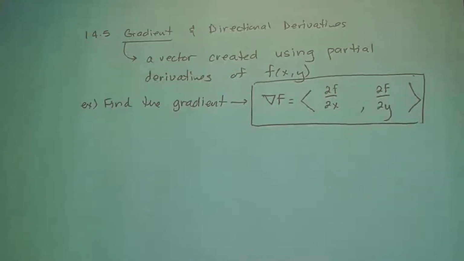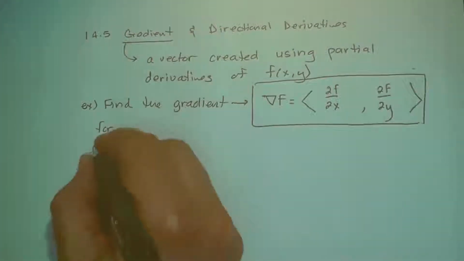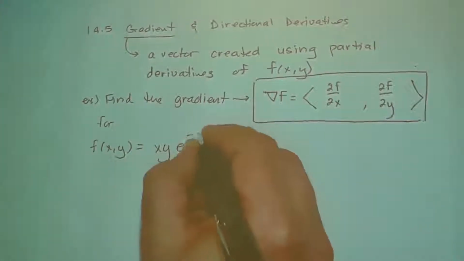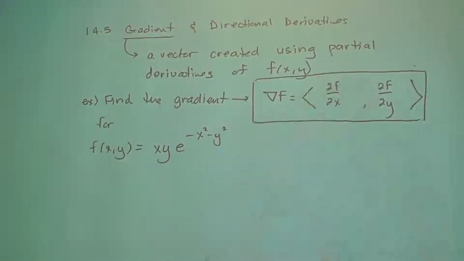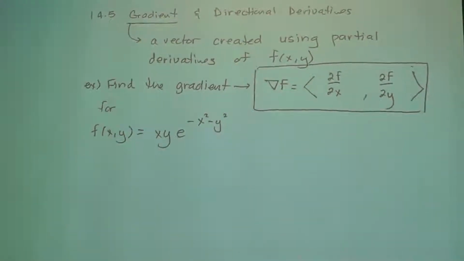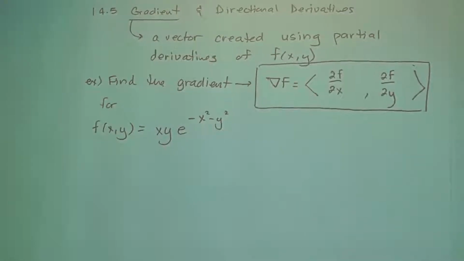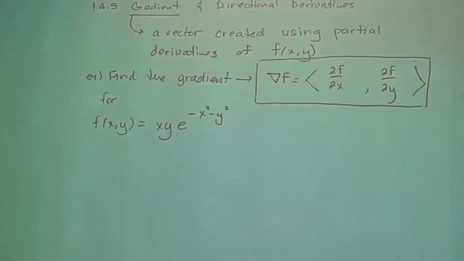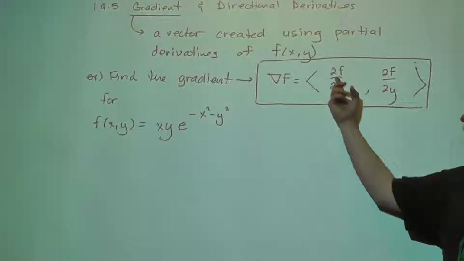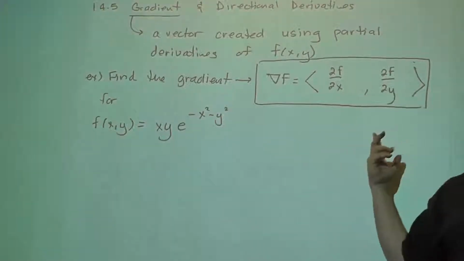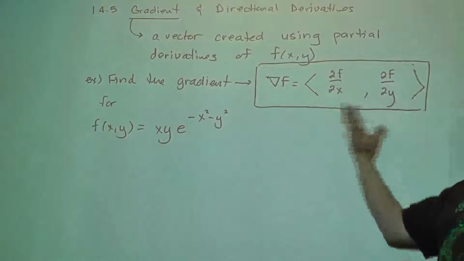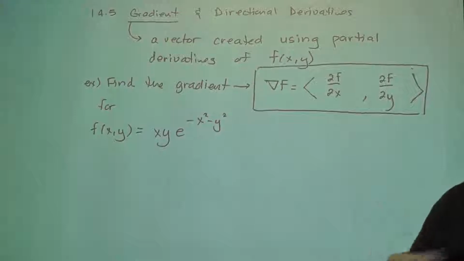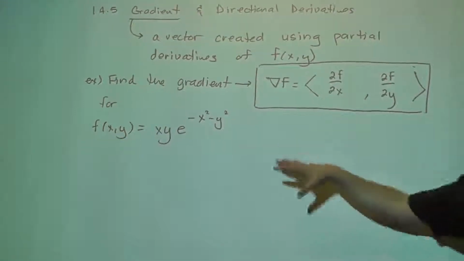Okay? I want us to find the gradient for this function. Find the gradient for the function f of x, y equals xy e to the negative x squared minus y squared. For your next test, test 2, you would simply be asked to find the partial of f with respect to x, or the partial of f with respect to y. So building on that, we're going to use these as components of this vector. And I promise, I will tell you what this vector stands for, but I just want to go through a quick partial derivative review to show you how to do the gradient.